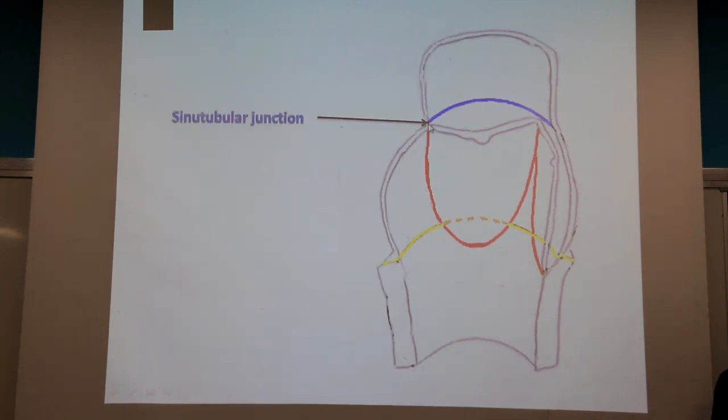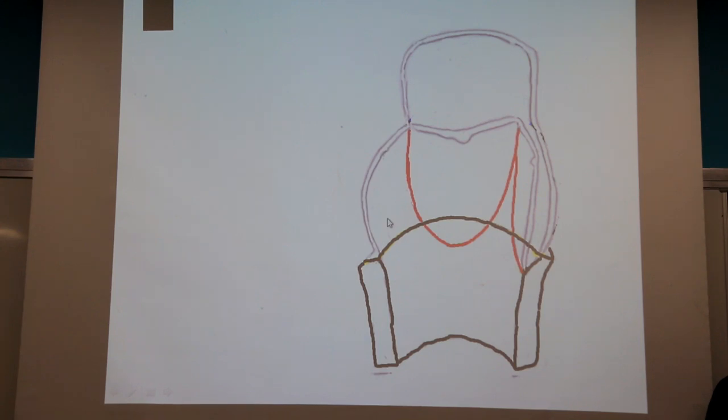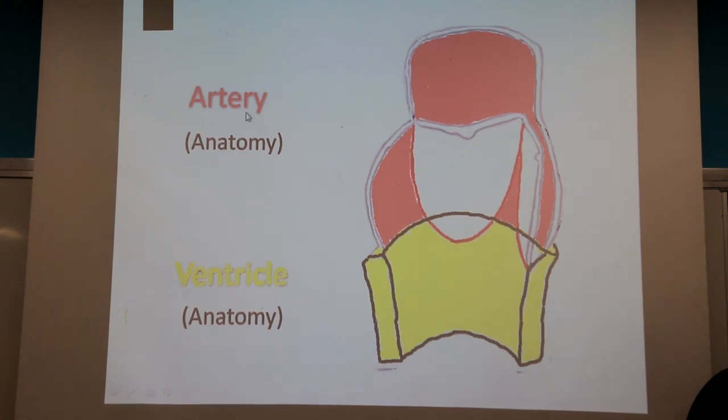And here is again the famous sinotubular junction, between the sinus of Valsalva, here is the sinus of Valsalva, and the tube, meaning the aorta. Beautiful. Here is the hemodynamic junction, here is the ventricular anatomical, or ventricular arterial, junction. Here is the artery, and here is the ventricle. Here is the artery, in red, and the ventricle in yellow. And here is the artery also.